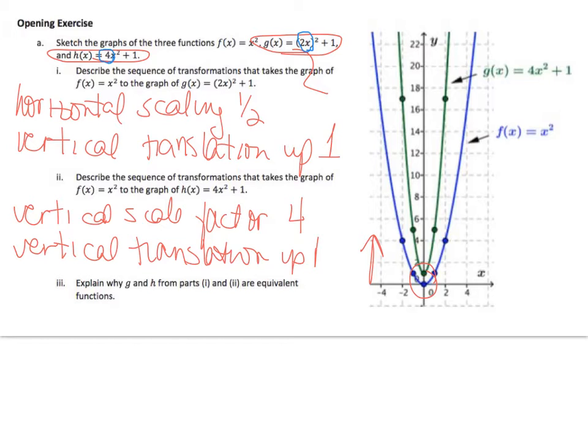Explain why g and h from parts 1 and 2 are equivalent functions. 2x quantity squared plus 1 is equal to 4x squared plus 1. I don't know how else to say that. They're the same because, well, they're the same.